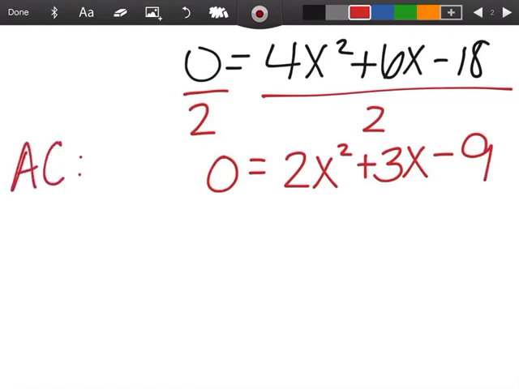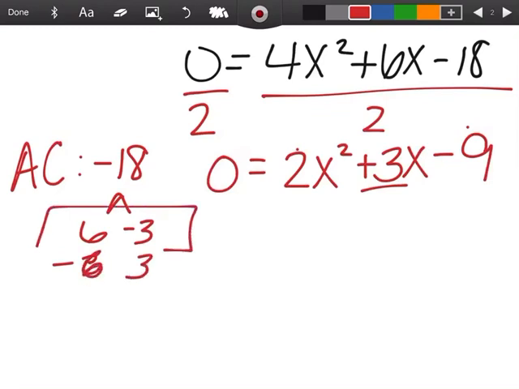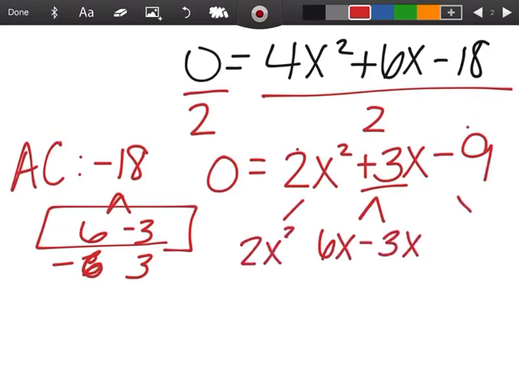So I am going to do the AC method, or you could do the quadratic formula, or you could just guess and check. A times C is negative 18: 2 times negative 9 is negative 18. So the two numbers that multiply to be negative 18 and add up to be positive 3. Let's think. It's some combination of 6 and 3. In order to add up to be positive 3, I want a positive 6 and a negative 3. So I'm going to split up the middle term into 6x minus 3x. So 2x squared plus 6x minus 3x minus 9 equals 0.